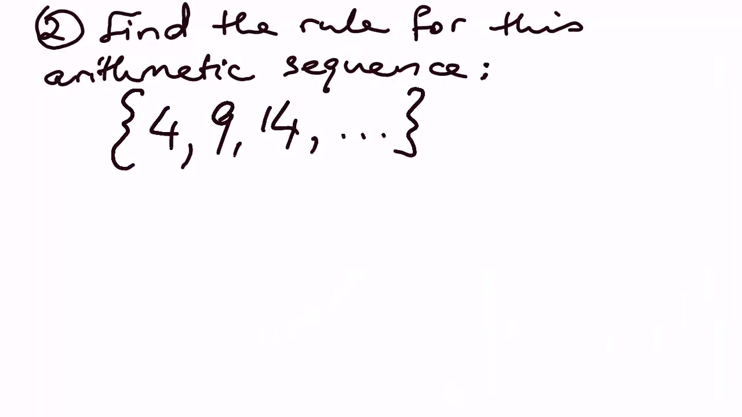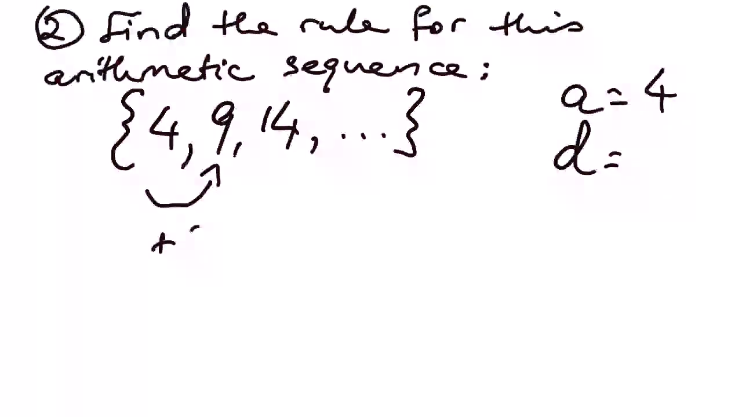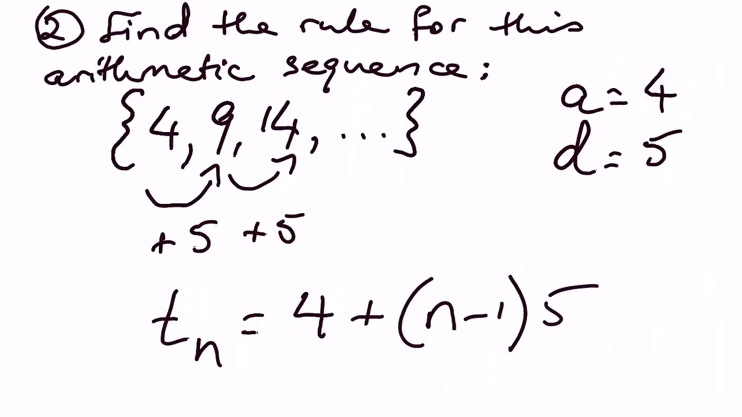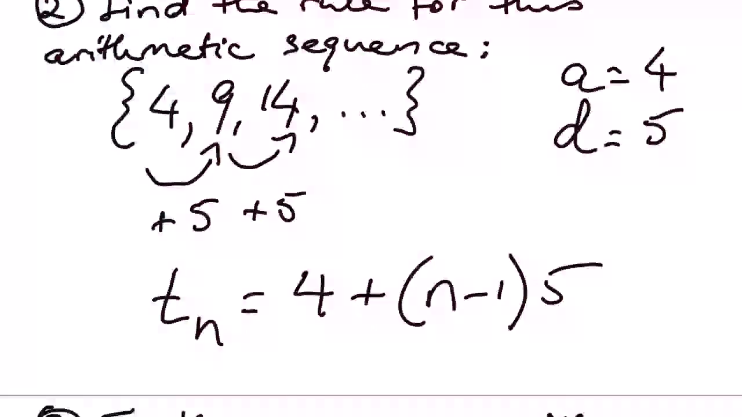Okay, so to find the rule, I need to find A and I need to find D. A is the first term. That's easy. 4. D is the common difference. 4 to 9 is plus 5. 9 to 14 is plus 5. So D is 5. So my rule then is simply 4 plus n minus 1 times 5. And that's it. That's all I need to do. Next question.